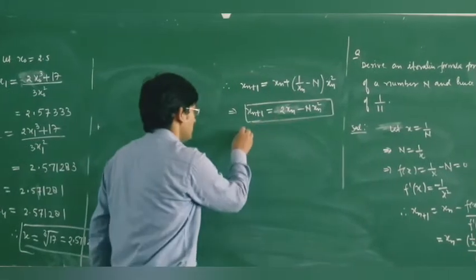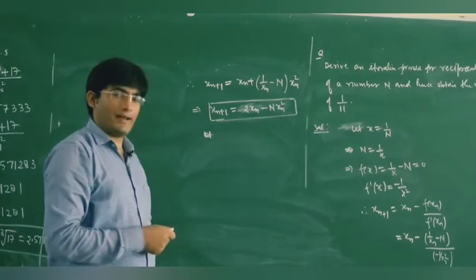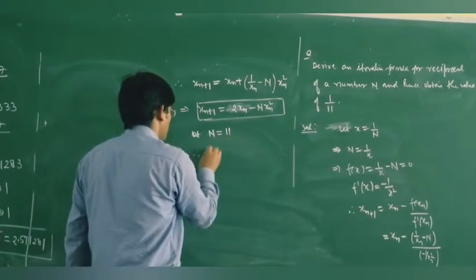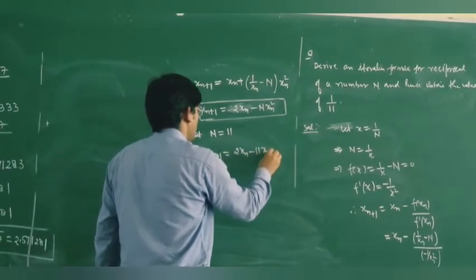So this is the iterative formula for the reciprocal of a number. Now as we have to obtain the reciprocal of 11, in our case the value of n is 11. So therefore your xn plus 1 is equal to 2 times xn minus 11 xn square.